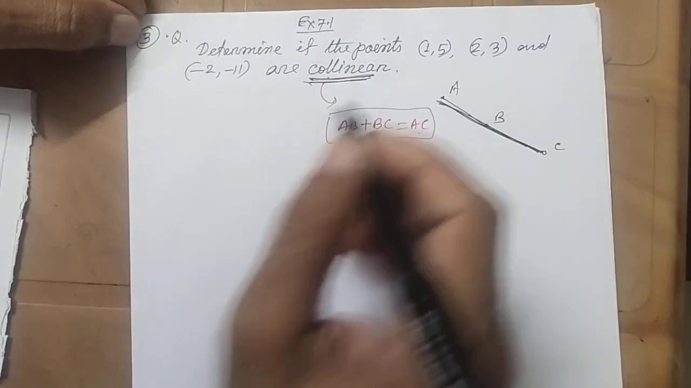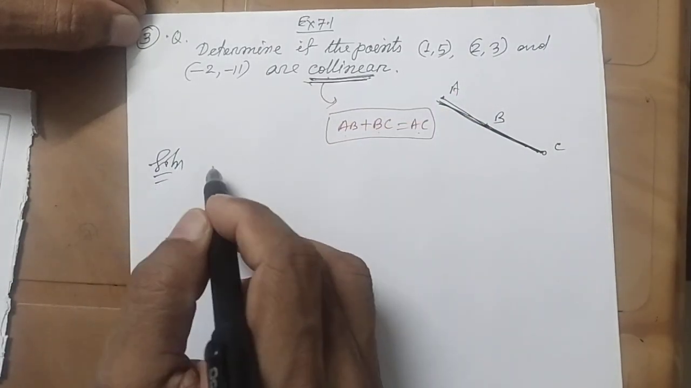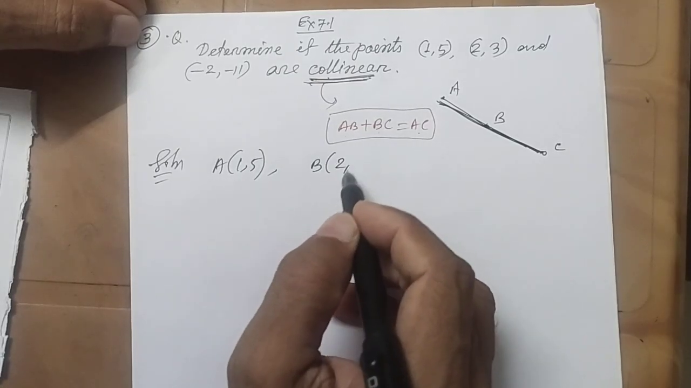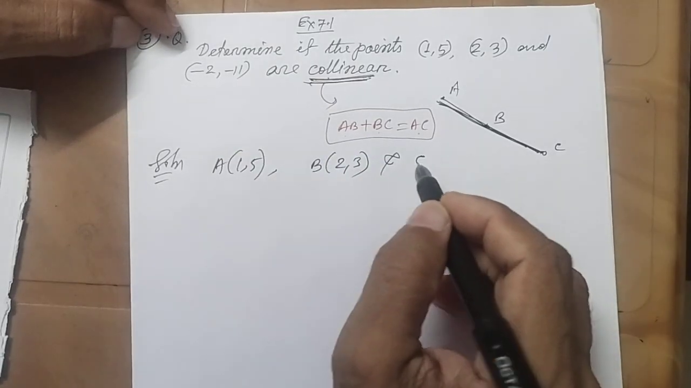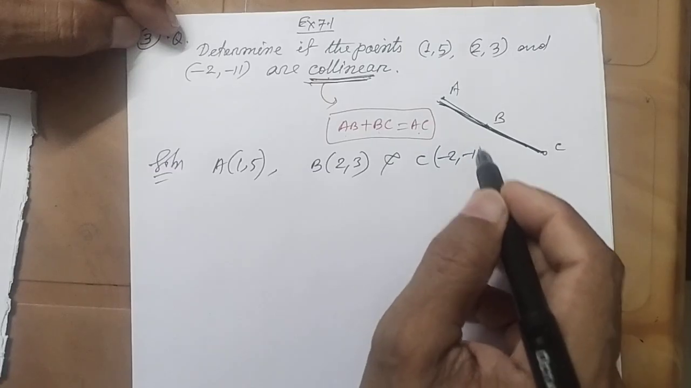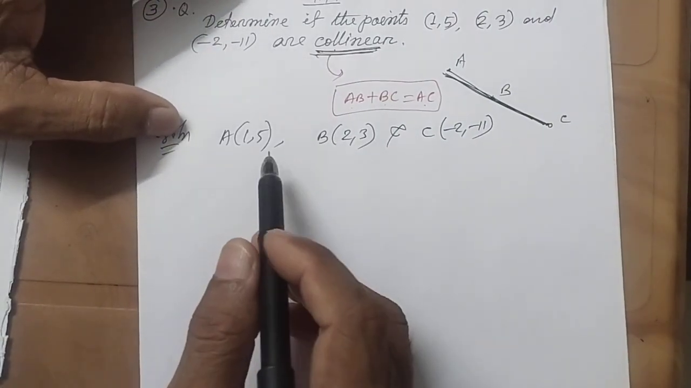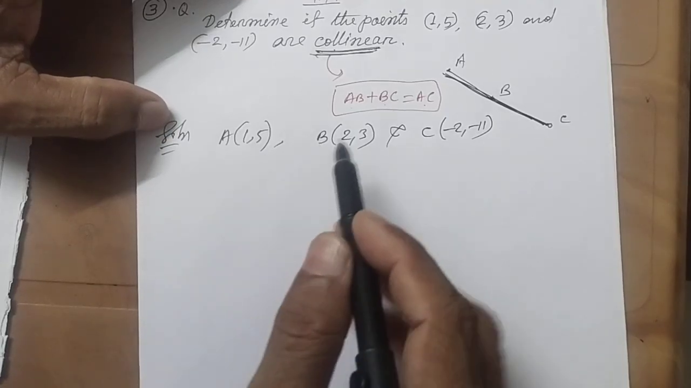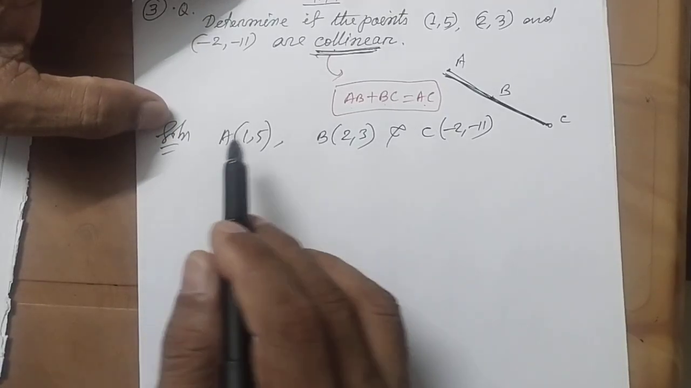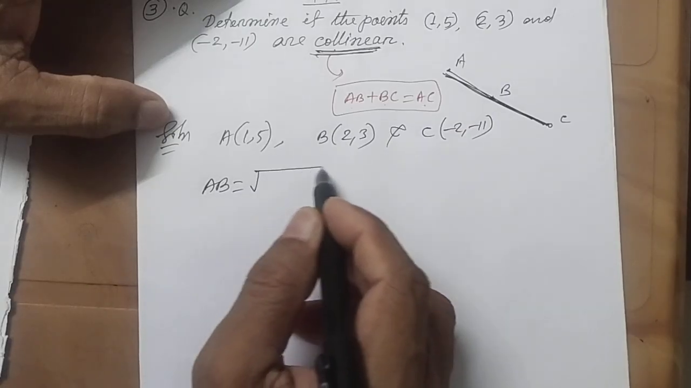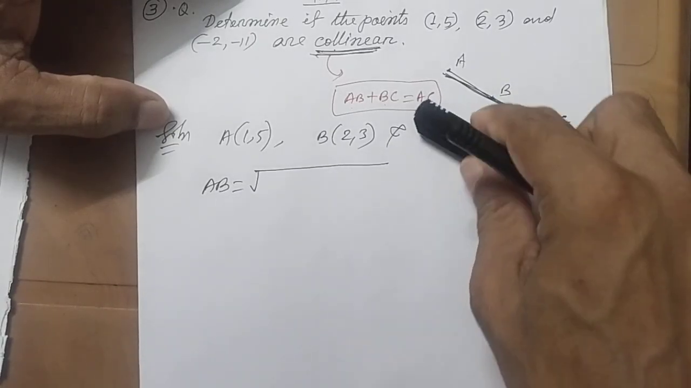First point you can mark it A, it is (1, 5). Second point B, (2, 3). And third point I can mark it C, (-2, -11). So we have to apply the distance formula here 3 different times, 3 cases. One for AB, another for BC, another for AC. Look, first I am finding AB. When you are finding AB, forget about C.